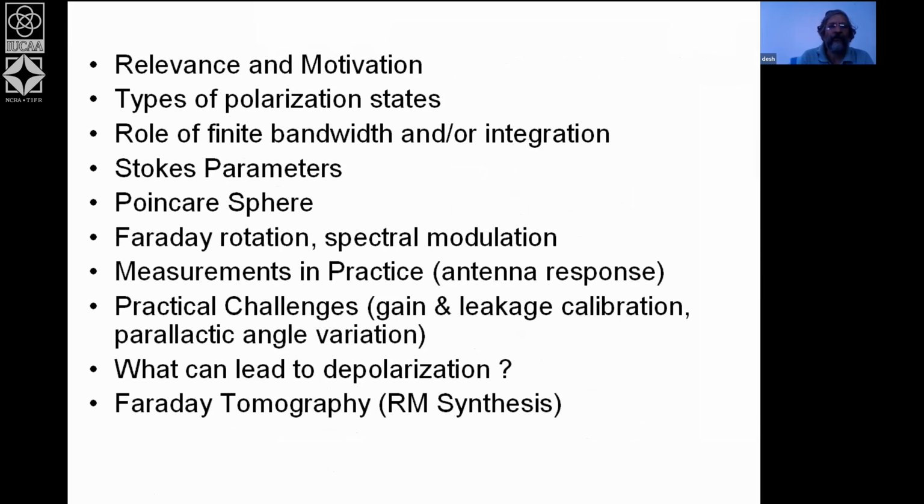So I will spend a little bit of time talking about relevance and motivation, and then we will look at the type of polarization states we come across. We'll see a role of finite bandwidth and integration, and then we will introduce ourselves to Stokes parameters. We will take a brief walk on the Poincare sphere, and then talk about some of the propagation effects, key effects that make lots of things possible, Faraday rotation, for example, and resulting spectral modulation. And then we will see how these measurements are made in practice and what the challenges are.